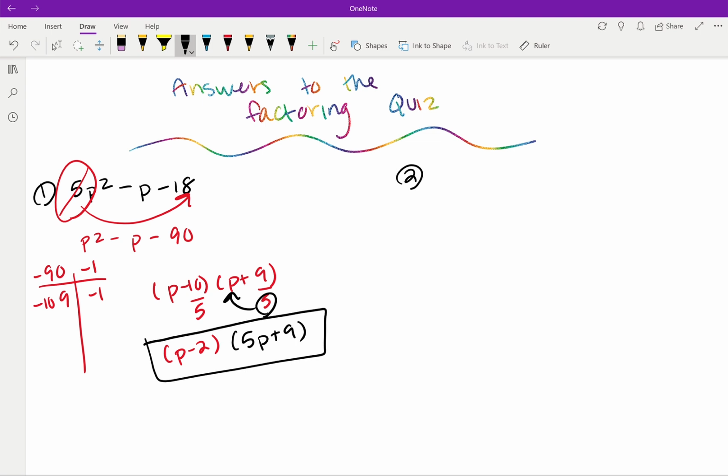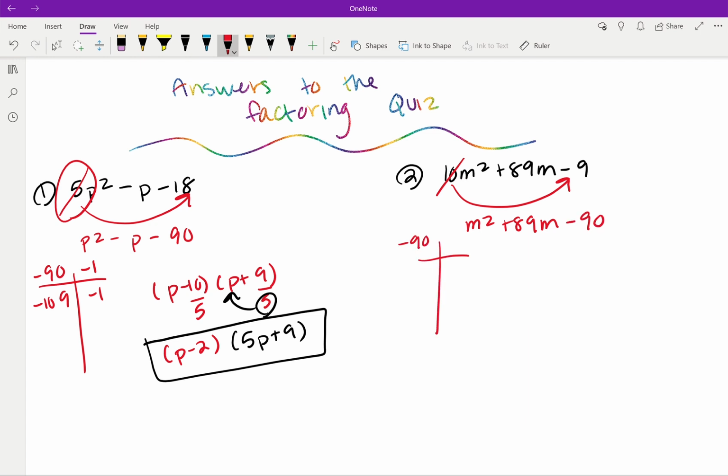Okay, number 2 was 10m squared plus 89m minus 9. So this is another factoring when a is greater than 1. And again, I don't think this one has a GCF, so I'm going to be using the swing method. So I have m squared plus 89m minus 90. So I need two numbers that multiply to negative 90 but add to 89. And that's going to be negative 1 and 90.